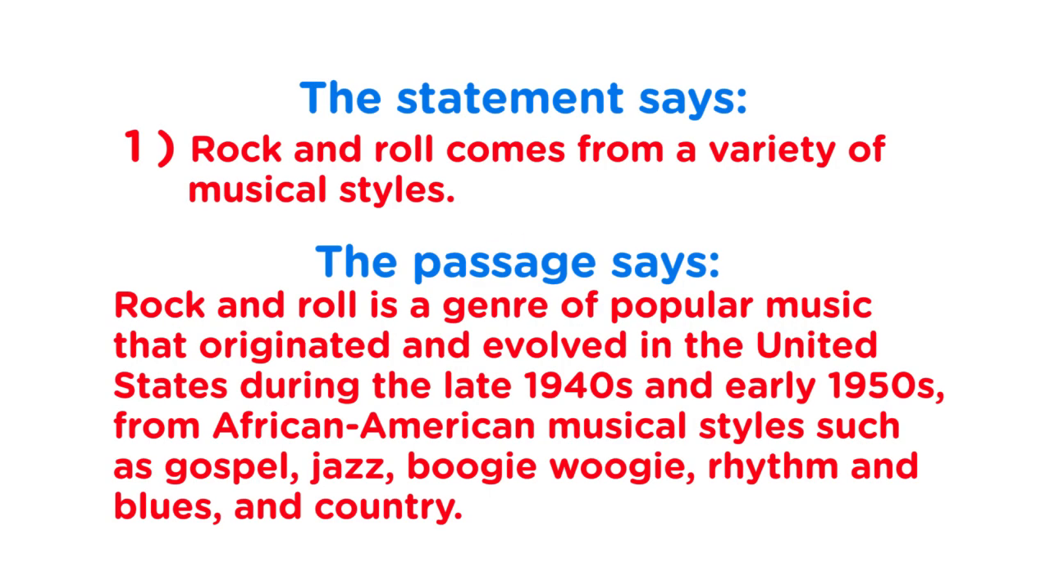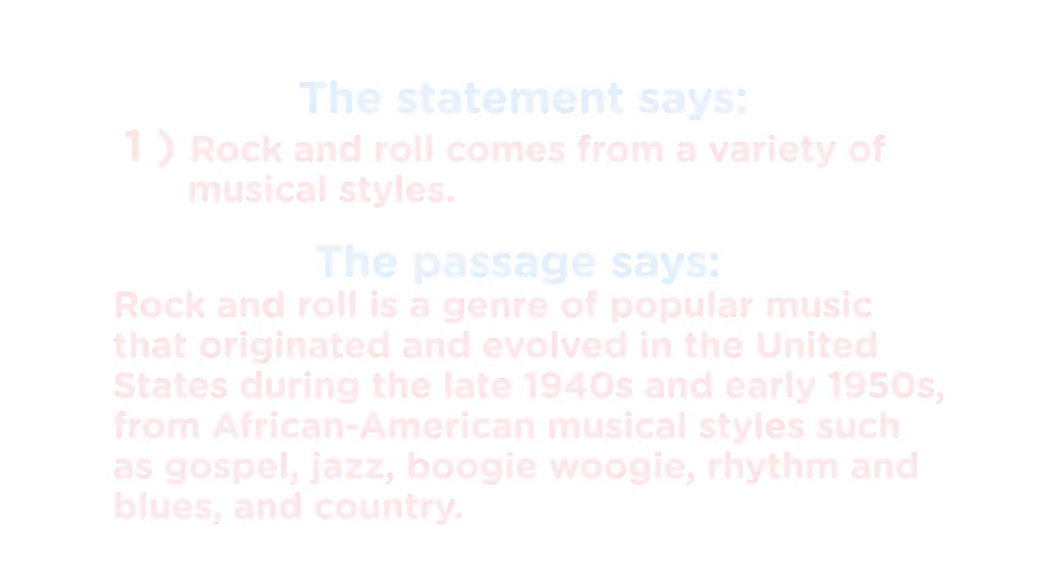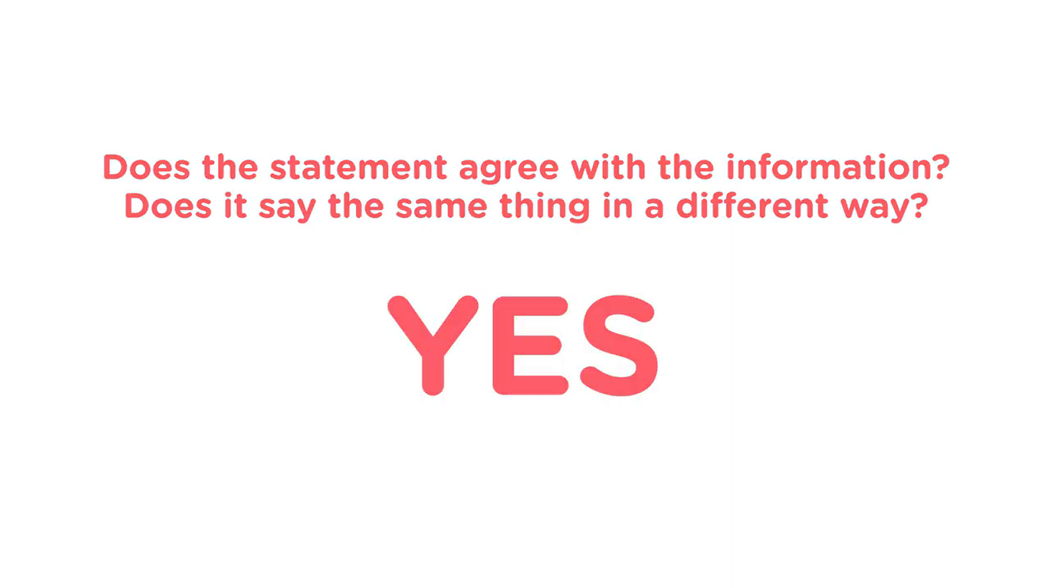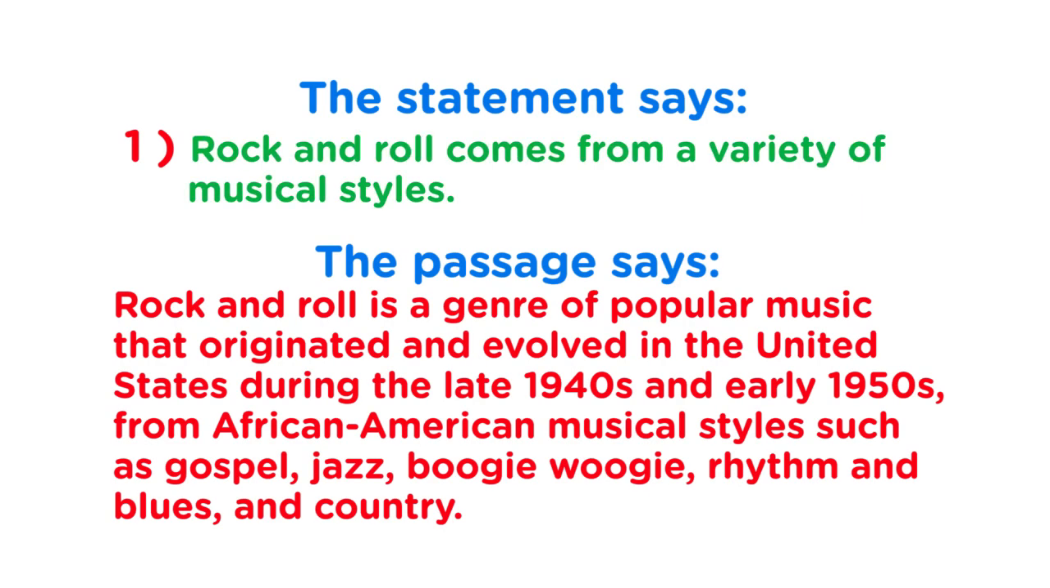1. Read the statement and the passage and answer true, false, or not given. Does the statement agree with the information? Does it say the same thing in a different way? Yes. The statement says that rock and roll comes from a variety of musical styles. The passage says that rock and roll originated from, and then lists a variety of musical styles. So the answer is true.